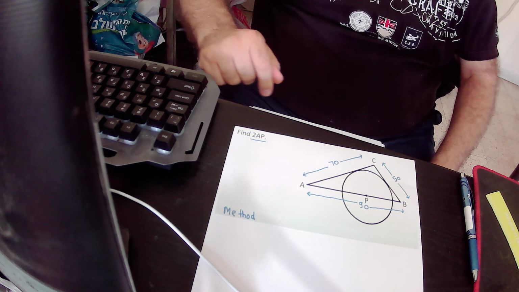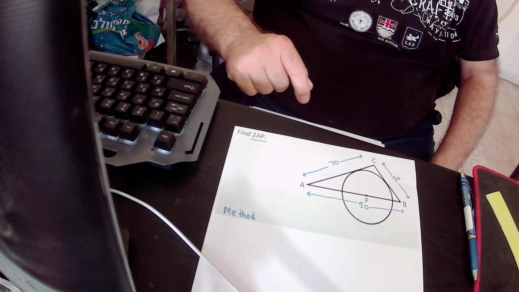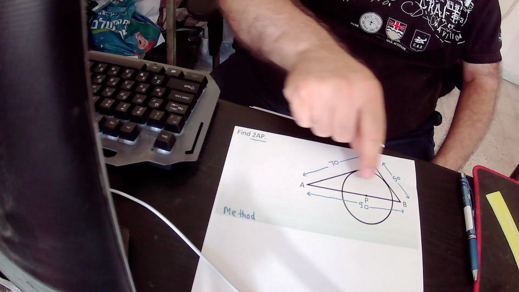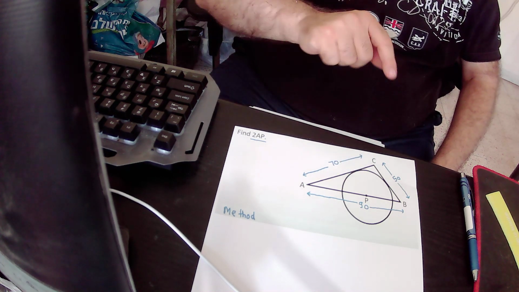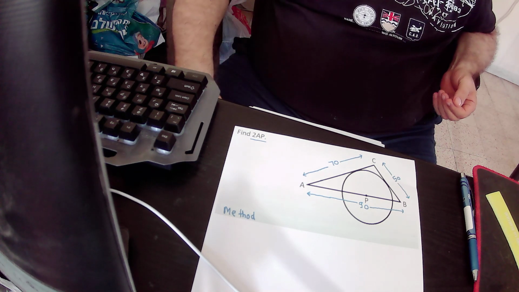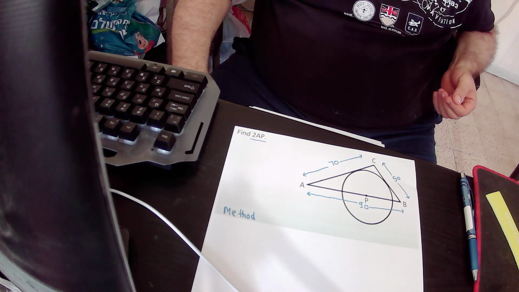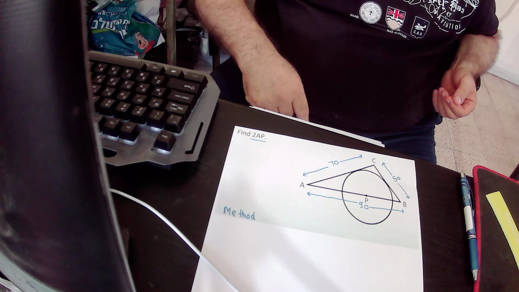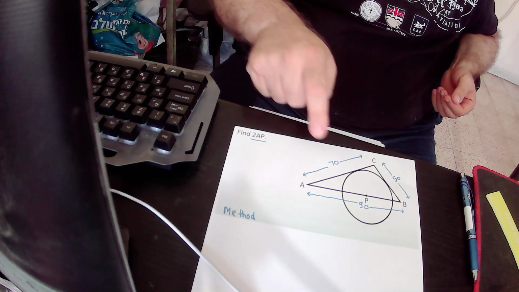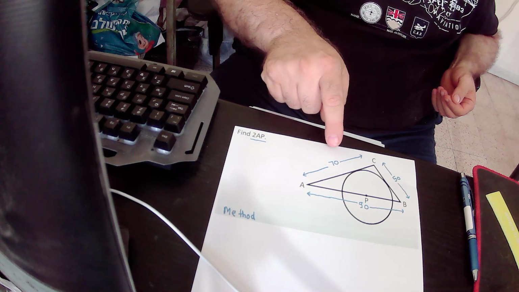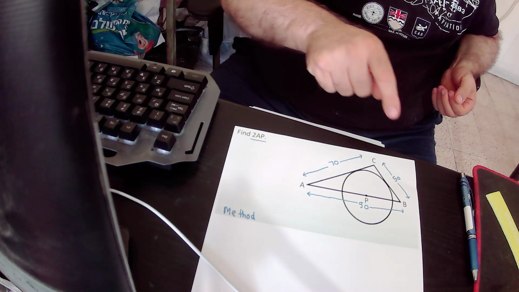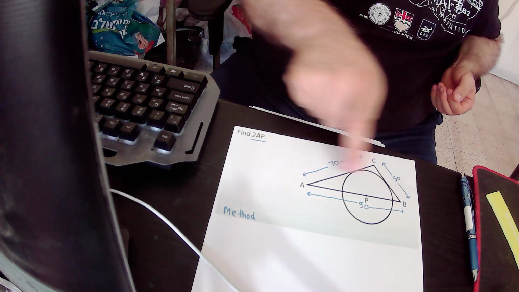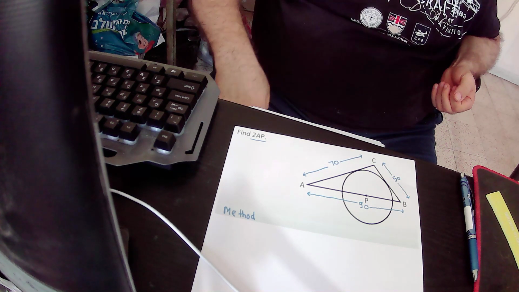Hello, in this lecture we will find the size of 2 times AP. You can see in the picture triangle ABC with side AC that equals 70 units, side BC equals 50 units, and side AB equals 90 units.